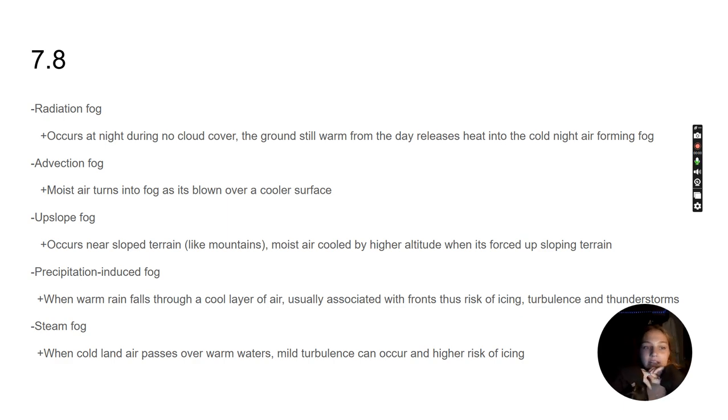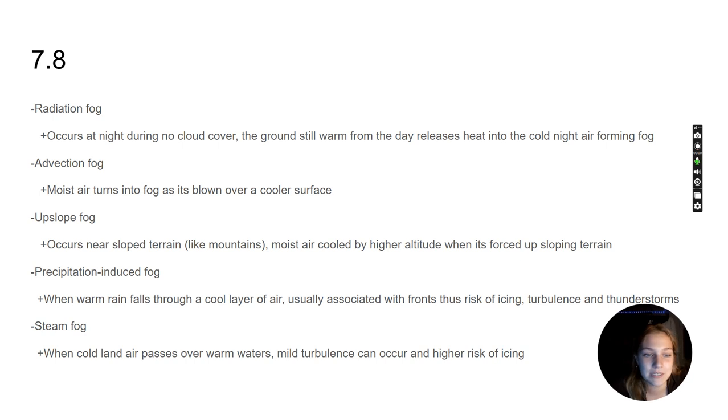Then we have advection fog, which is moist air turning into fog as it's blown over a cooler surface. And then there's upslope fog, which occurs near sloped terrain like a mountain range, where moist, cooled air is pushed up by the higher altitude. It's forced up and it cools because of the terrain. That's what I'm trying to say.